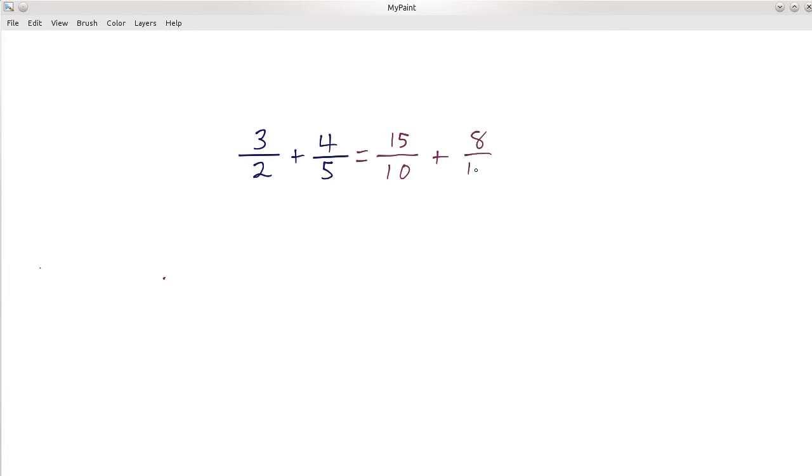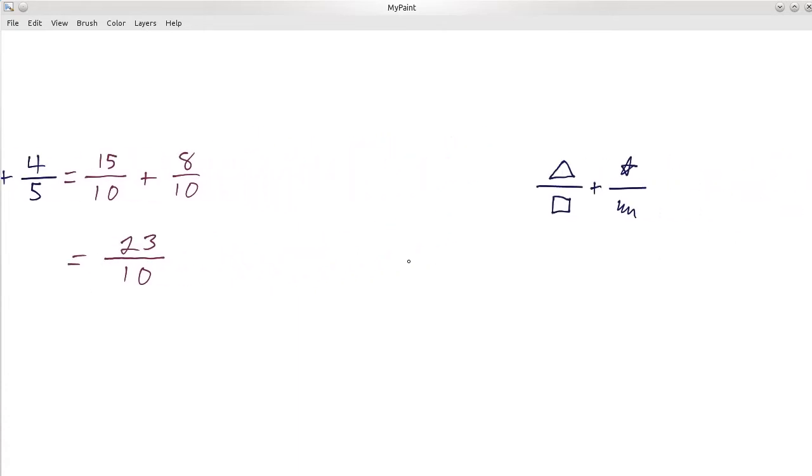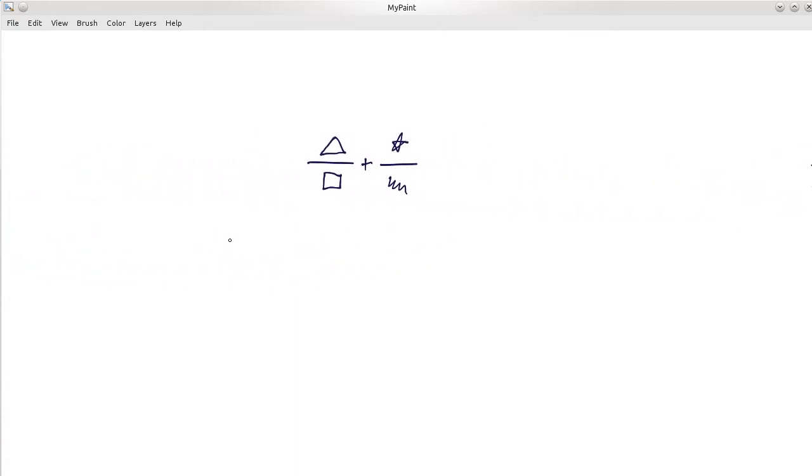We get 8 tenths. And 15 tenths plus 8 tenths, the answer will be some number of tenths. How many of them do we have? 15 plus 8 is 23. Okay, hopefully that is very much review, how to add fractions with numbers in them. The problem comes in when we have algebraic stuff in here, like x squareds and sines of x's and things like that. It doesn't matter what they are.